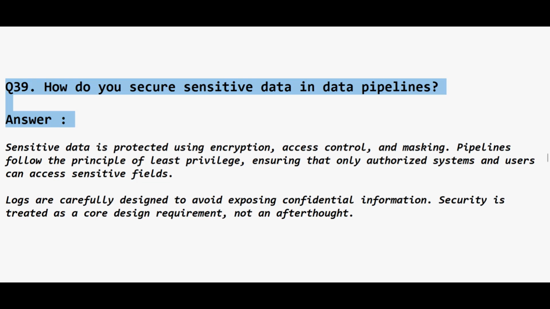Answer. Sensitive data is protected using encryption, access control, and masking. Pipelines follow the principle of least privilege, ensuring that only authorized systems and users can access sensitive fields. Logs are carefully designed to avoid exposing confidential information. Security is treated as a core design requirement, not an afterthought.